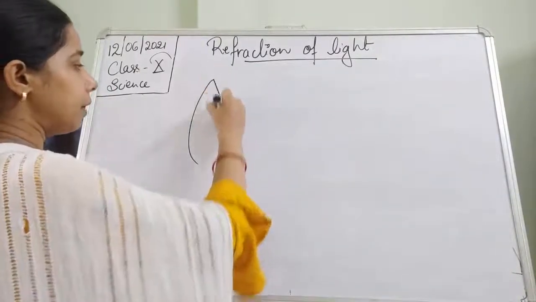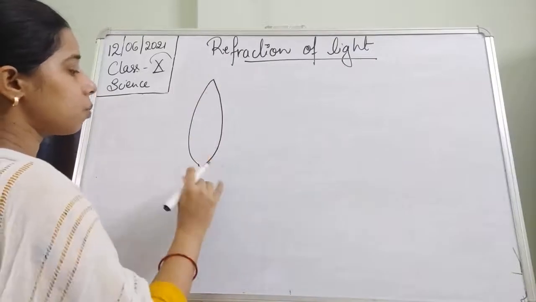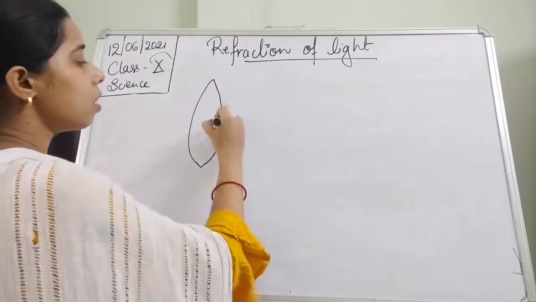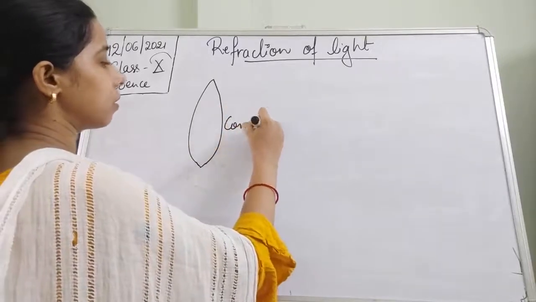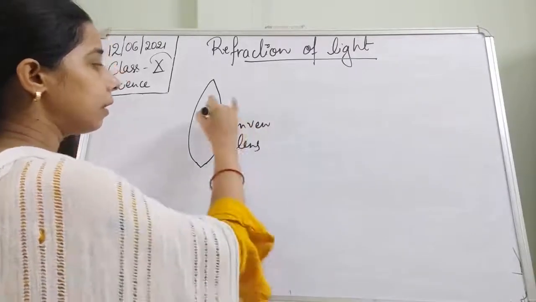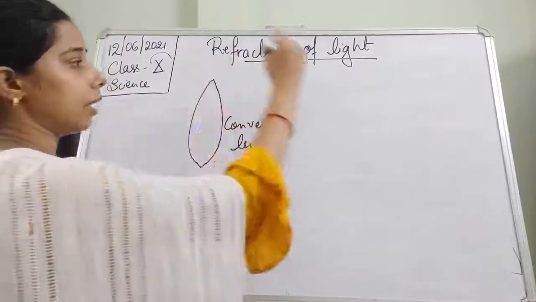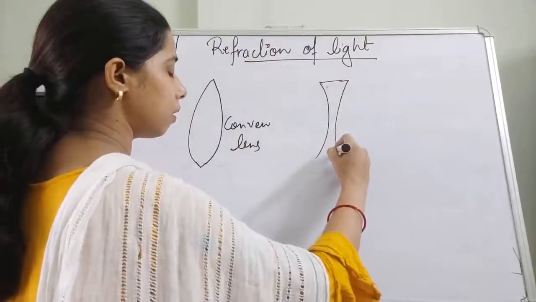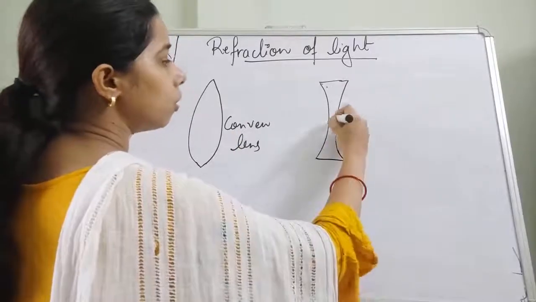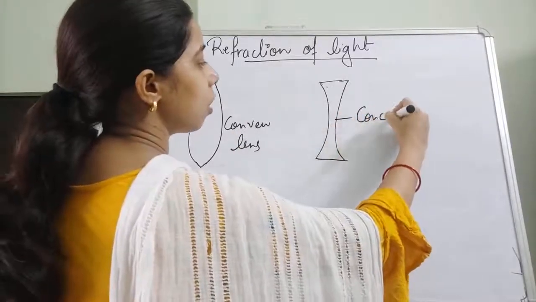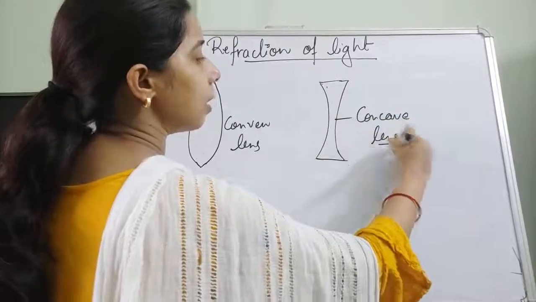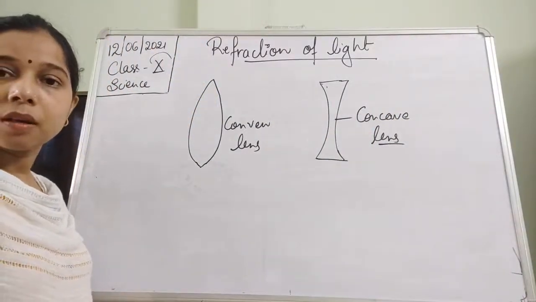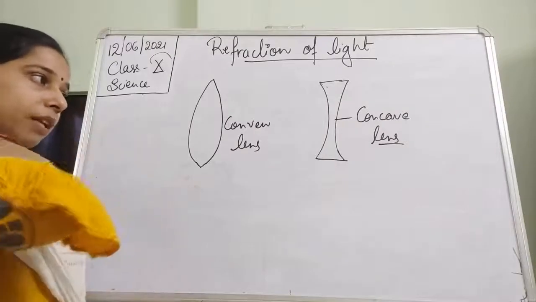So if a lens is like this, students, this is a convex lens, thicker at the middle, thinner at the edge. Then if the lens is like this one, this is a concave lens, thinner at the middle and thicker at the edge. Okay, these are the two different types of lenses.